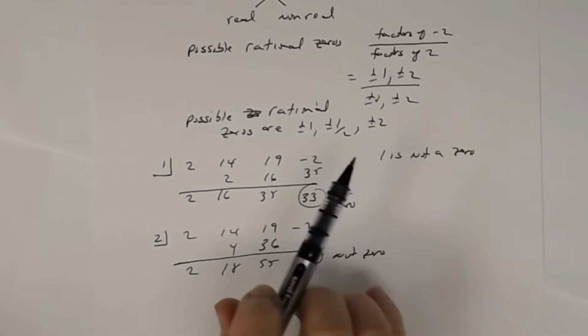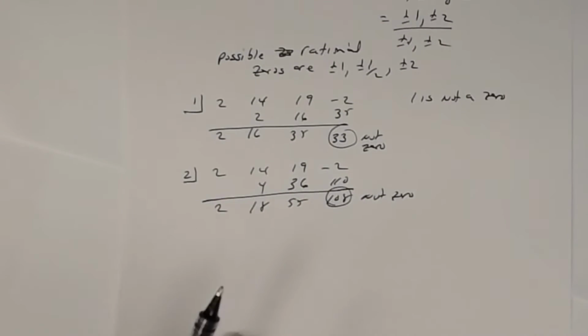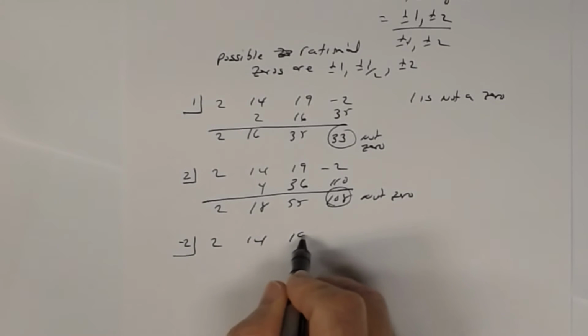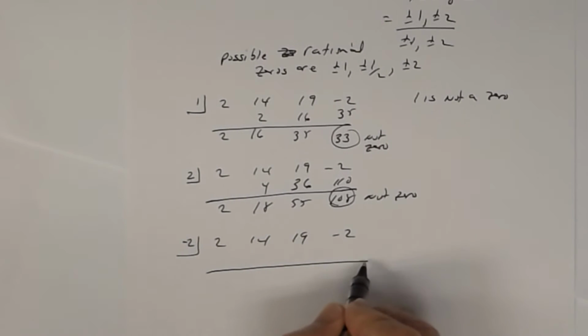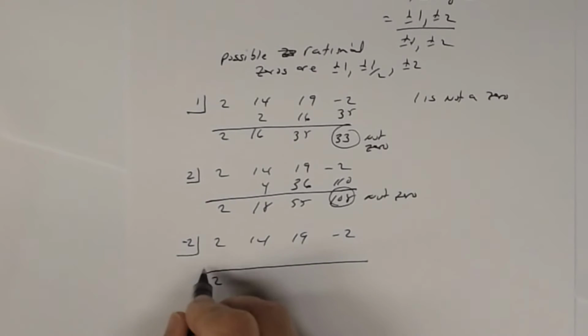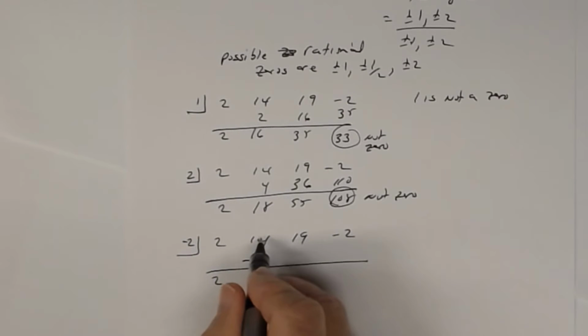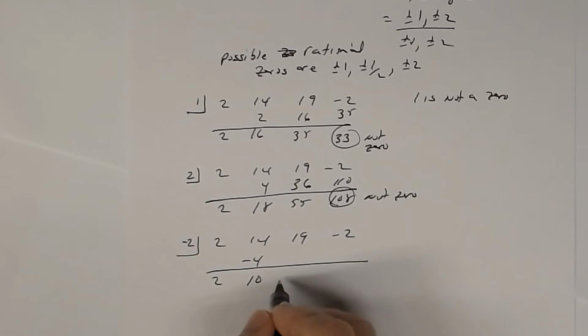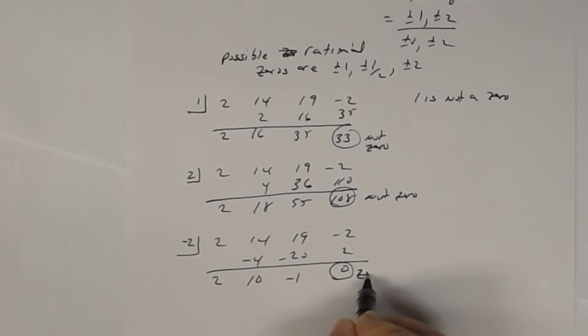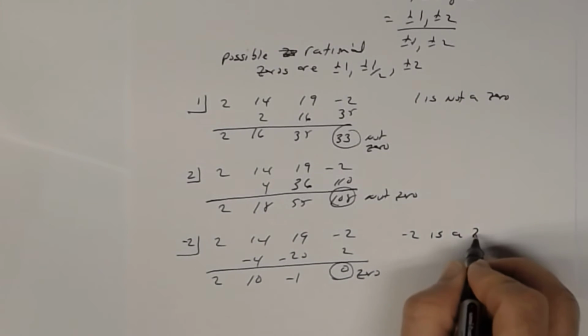All right. So let's try negative 2. I have 2, 14, 19, negative 2. Remember, there's no easy way to do this. It's just trial and error. So bring on the 2. Negative 2 times 2 is negative 4. Add, you get 10. Negative 2 times 10 is negative 20. This may work. 19 and negative 20 is negative 1. Negative 2 times negative 1 is a positive 2, and I get 0. That's your remainder. So that means negative 2 is a zero.